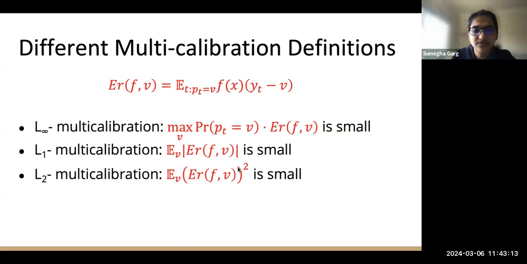Any questions on the definitions of different multi-calibration errors? Okay.